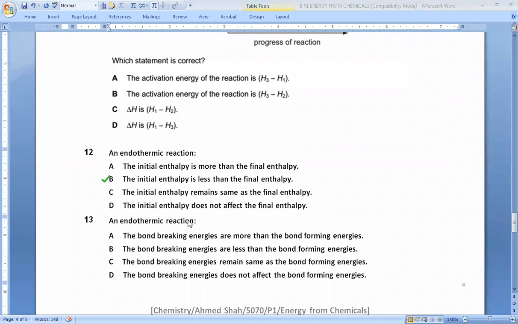An endothermic reaction, both the questions are the same, an endothermic reaction, but the options are different. Bond breaking energies are more than the bond forming energies. Listen to it again. The reason is if bond breaking energies are greater than bond forming energies, absorbed heat is more, then the reaction is endothermic.